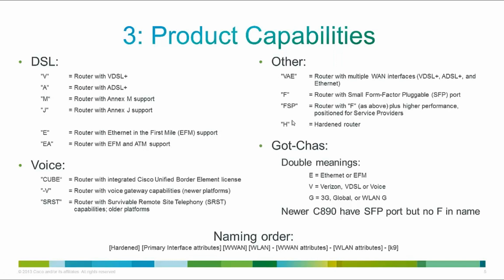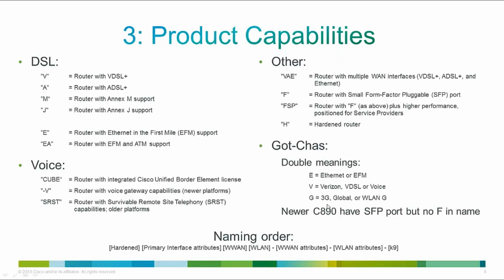Just be aware of some double meanings. E could be Ethernet or EFM. V, the most tricky one probably, could be for Verizon, if it's used as a sub-option behind 3G or 4G. It could be VDSL, but usually it would be a VA unit in that case. Or if it's -V-, it would be a voice unit, if there's no G in front of it.